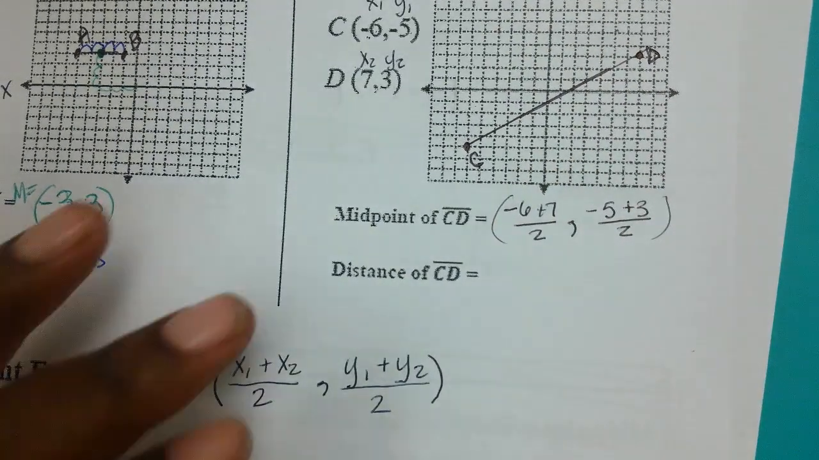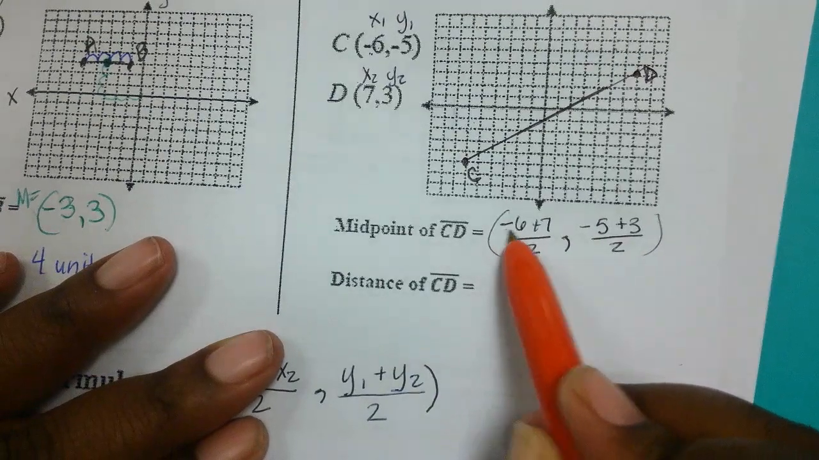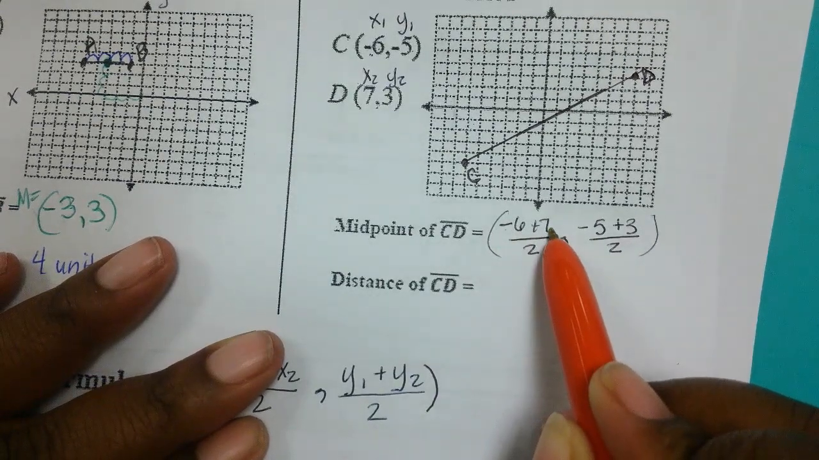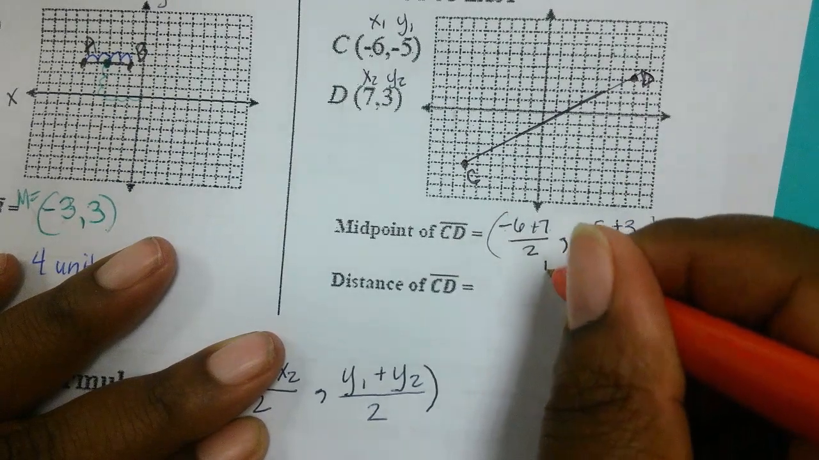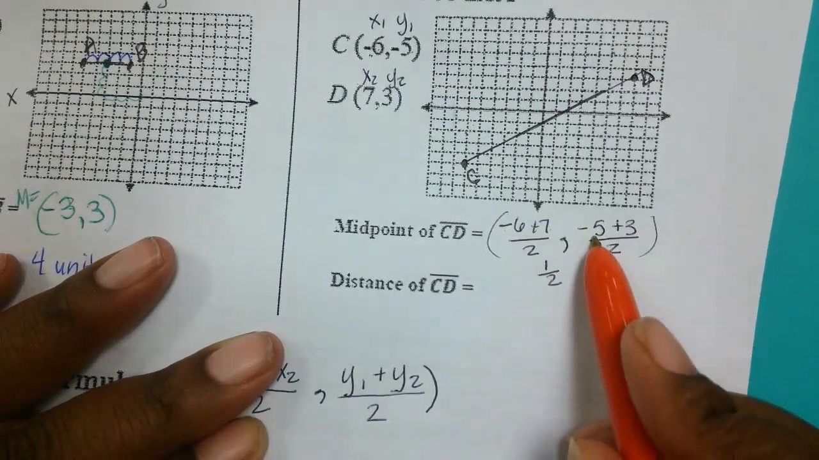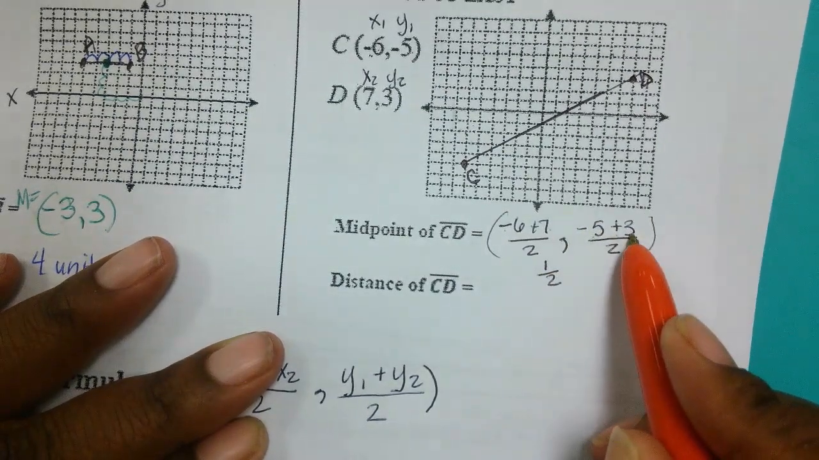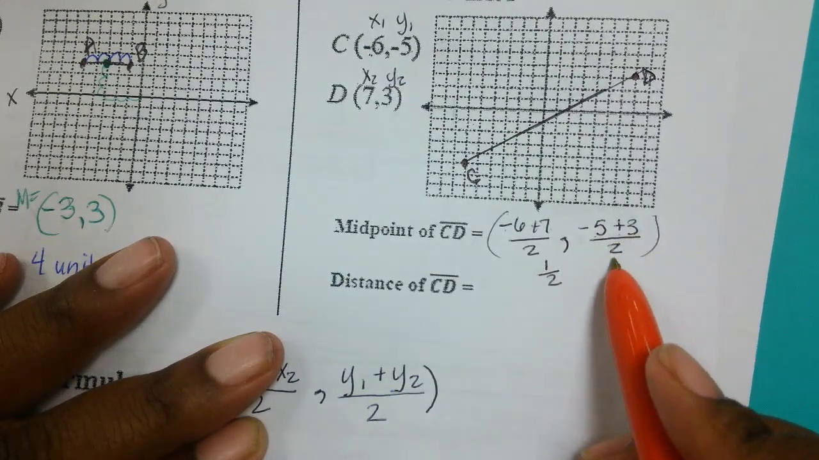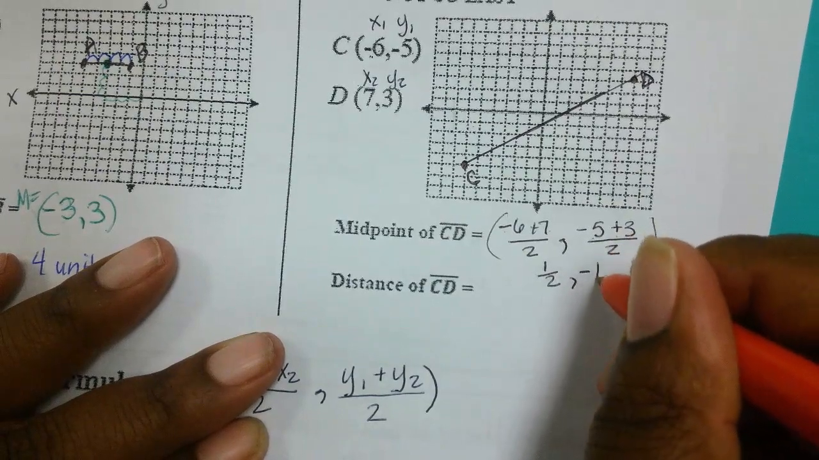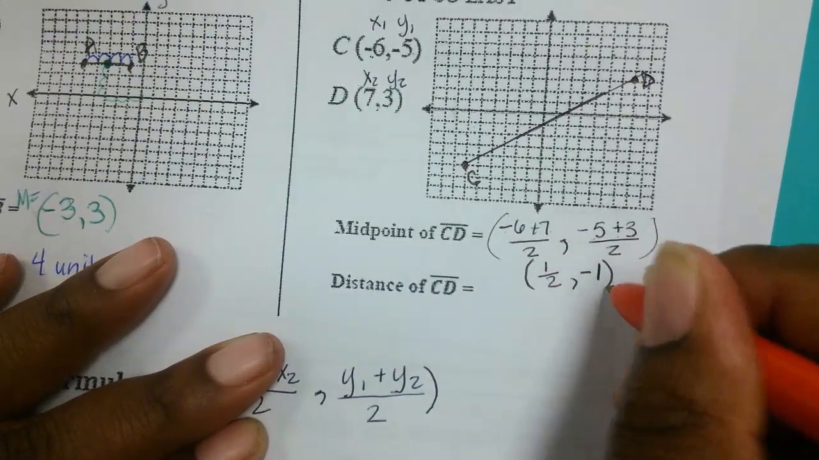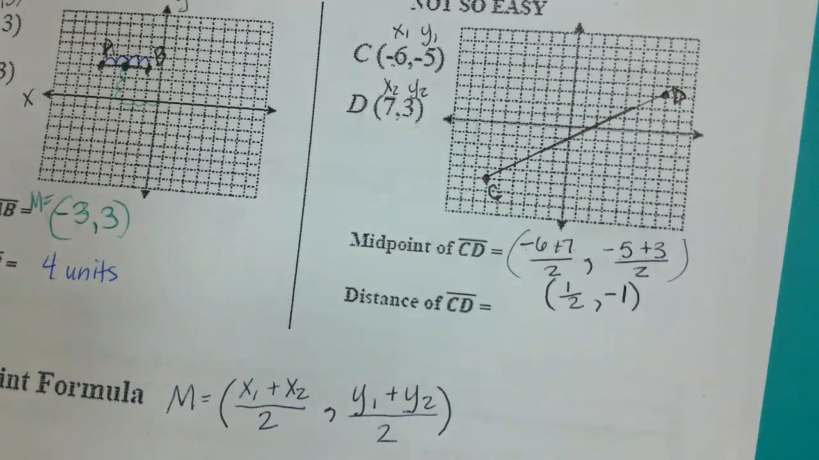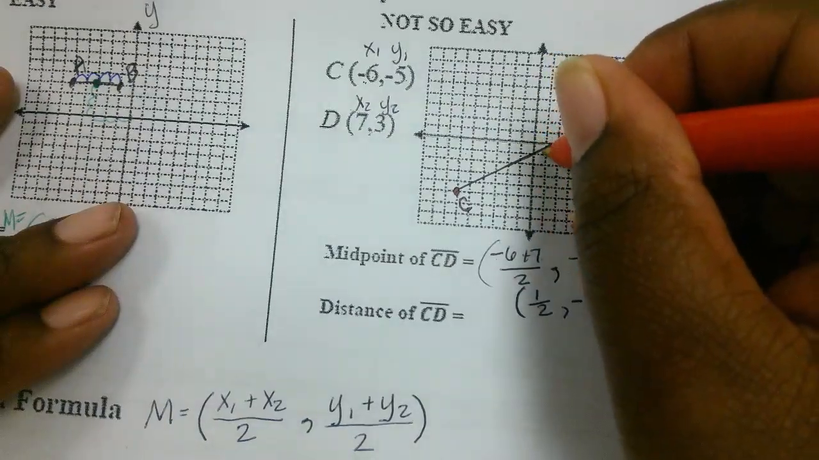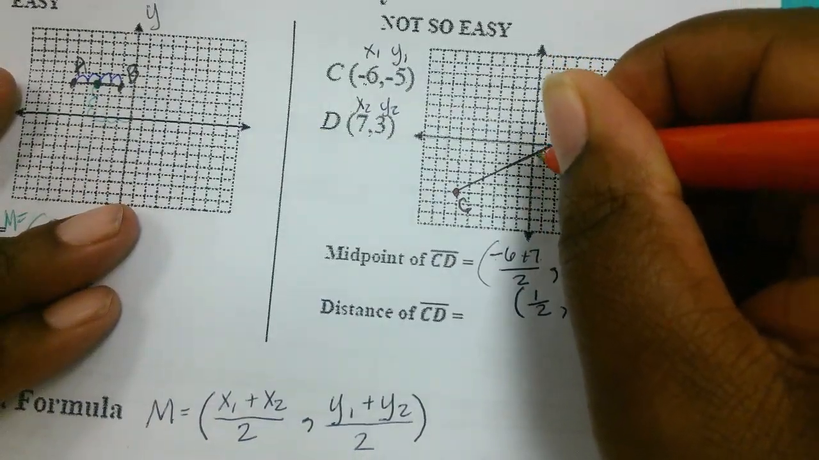So if I evaluate that, negative 6 plus 7, that's a positive 1. 1 over 2, 1/2. Negative 5 plus 3, that's a negative 2, I'm sorry. Negative 2 divided by 2, negative 1. So my midpoint is at 1/2, negative 1. So if I graph that, I got to go halfway down and then here at negative 1.